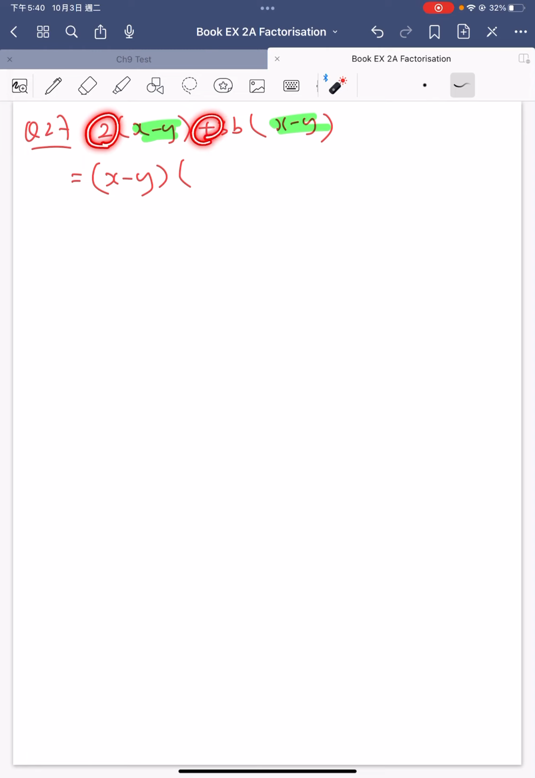We have question 27, 2 times x minus y plus 3b times x minus y. So actually it's nearly the same as the last question type. It's the similar one, isn't it? We got x minus y as the common factor. So we take it out. Then what we left is just this 2, this plus, and this 3b. So we just write it down. So 2 plus 3b. So that's for question 27, isn't it? It's very easy. It's not like a level 2 question.